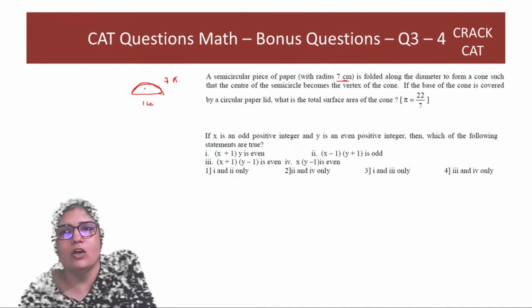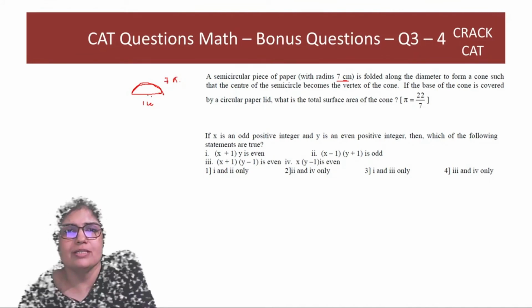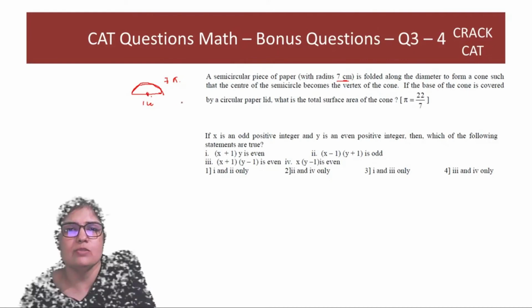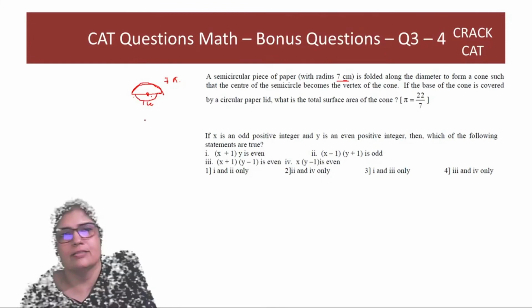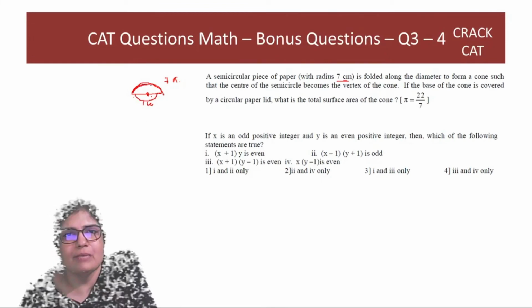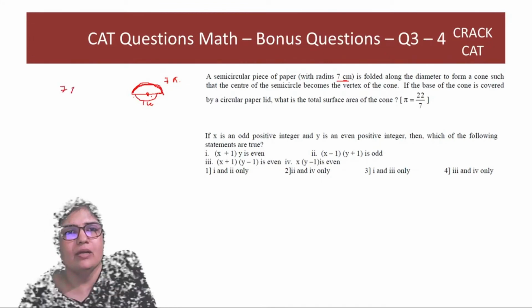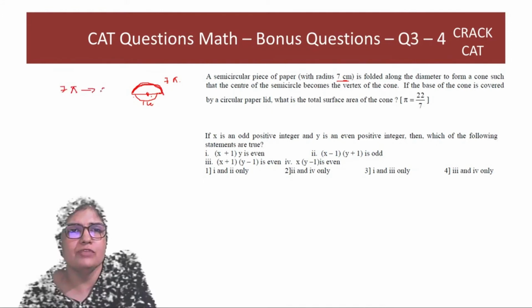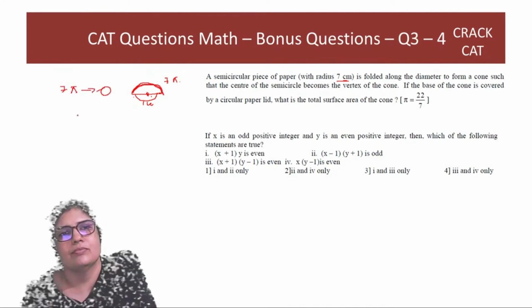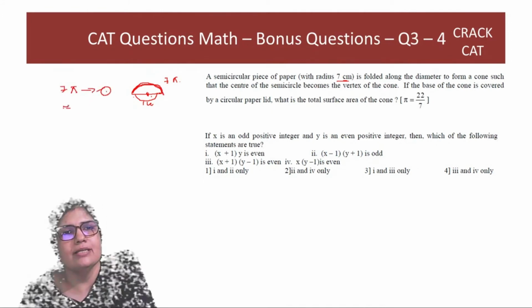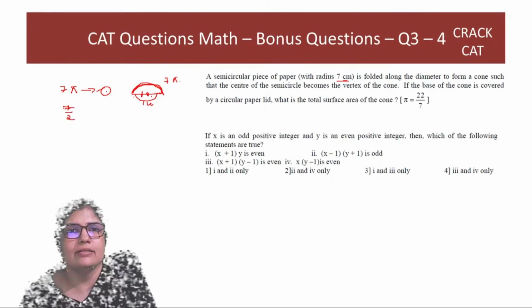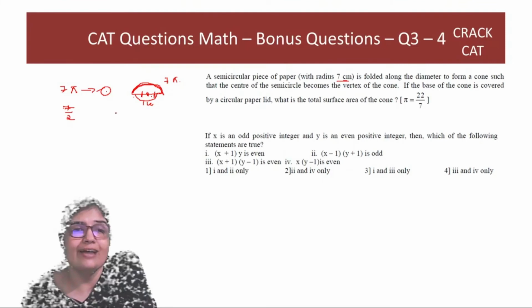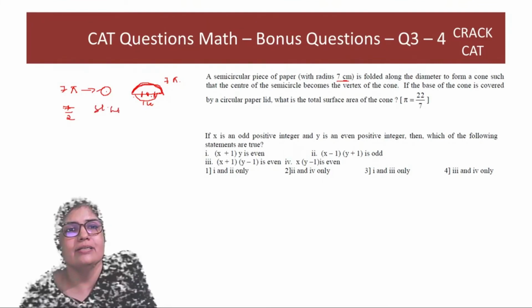The semicircle is folded along the diameter to form a cone such that the center of the semicircle becomes the vertex. So you're folding it like this. The semi-perimeter here, 7 pi, becomes the perimeter of the base. So its radius becomes 7/2. And this height becomes the slant height. So the slant height is 7.